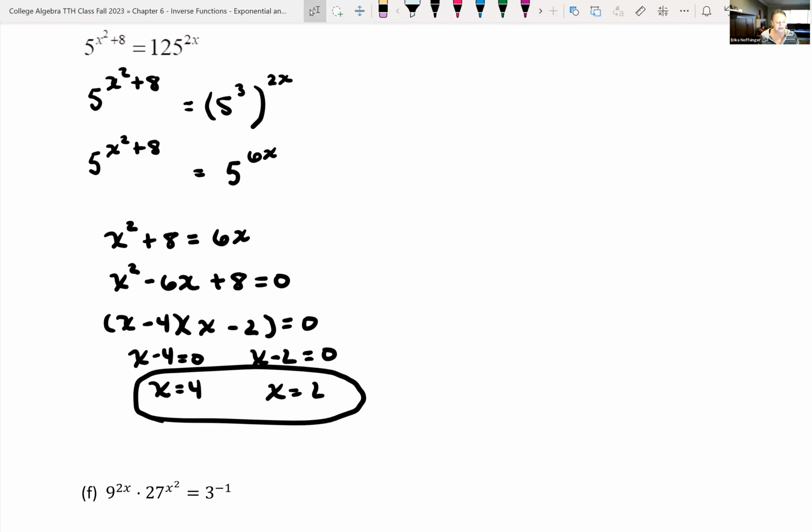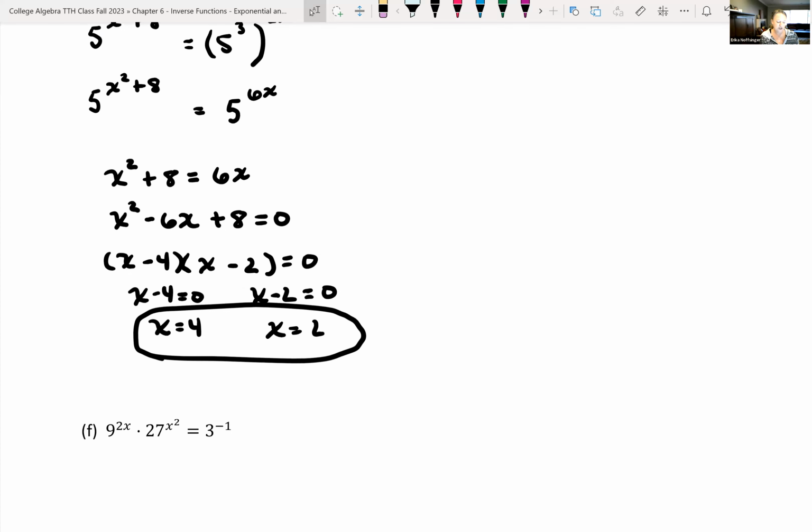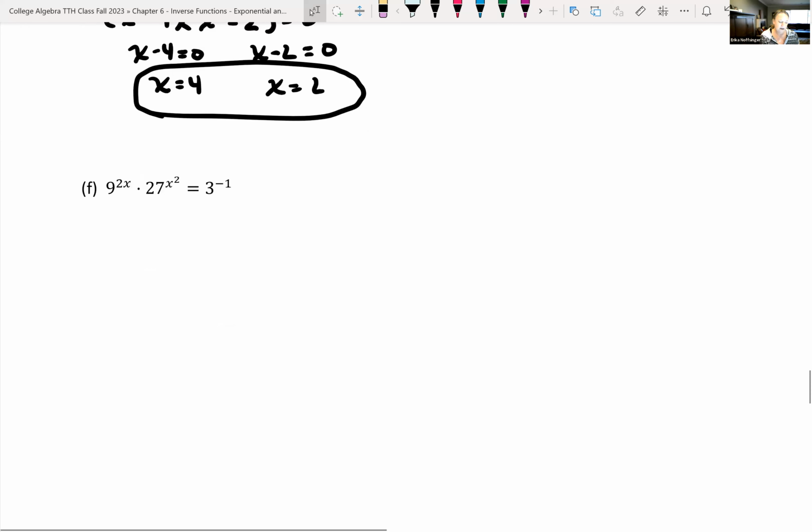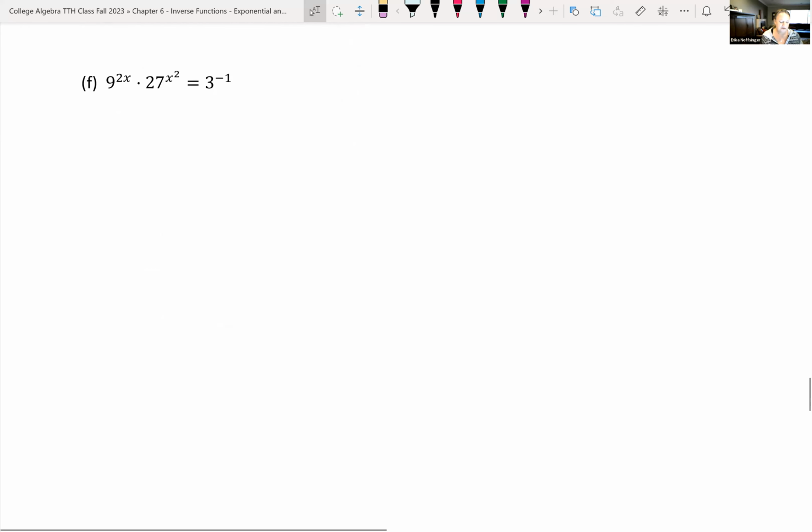So the next problem below, and I'll scroll up in a minute, is 9 raised to the 2x power, all times 27 raised to the x squared power, is equal to 3 raised to the -1 power. So we want to manipulate these bases to be the same. We only want one base on that left-hand side of the equation. I noticed that 9 and 27 both can be manipulated to be base 3. So let's rewrite those both to be base 3.